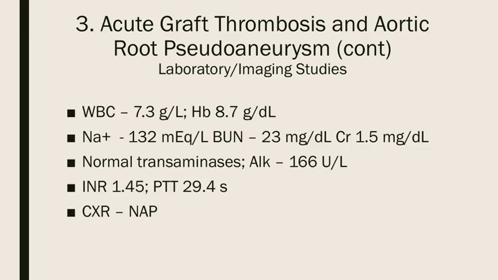White blood cell count was 7,000. Hemoglobin, he was anemic, hemoglobin of 8.7. He had some hyponatremia, sodium of 132. Creatinine was 1.5. Normal transaminases, alkaline phosphatase was 166. His INR was 1.45. And chest X-ray showed no acute process.